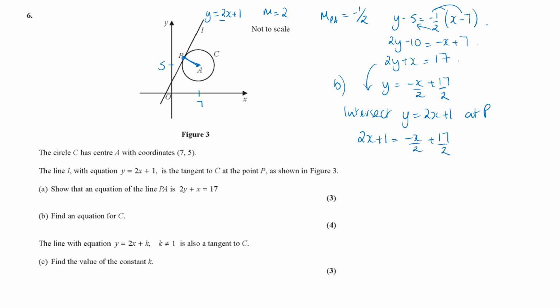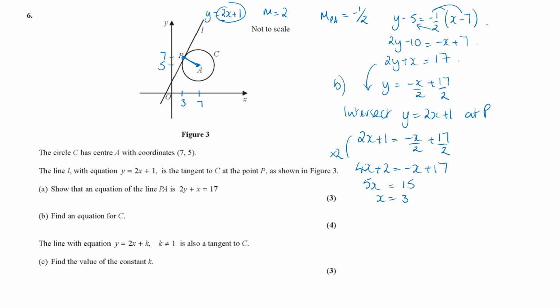Now I don't like having these fractions, so first thing I would do would be to times by 2. So 4x plus 2 is equal to minus x plus 17. Rearrange. 5x is going to be 15, so x is equal to 3. If x is equal to 3 here at P, then y, we just put 3 into the 2x plus 1. 3 times 2 is 6, and 1 is 7. So P is the point 3, 7.